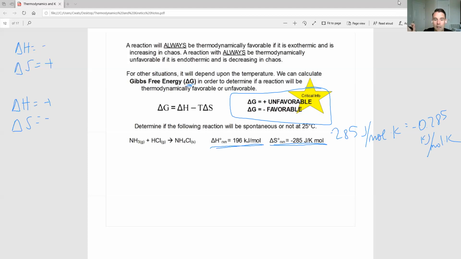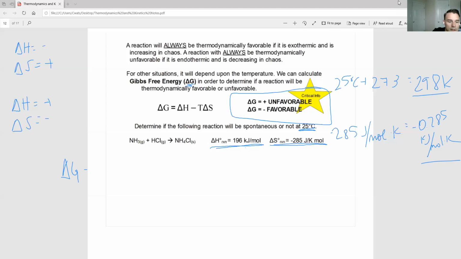Okay. So you'll see in this, temperature is in Kelvin. So I'm going to take my 25 degrees Celsius plus 273, and that will give me my temperature of 298 Kelvin. So now I've got my temperature, I've got my delta S, I've got my delta H, they're all in the same units, and then I can plug it into my equation. Delta G equals delta H minus T delta S.